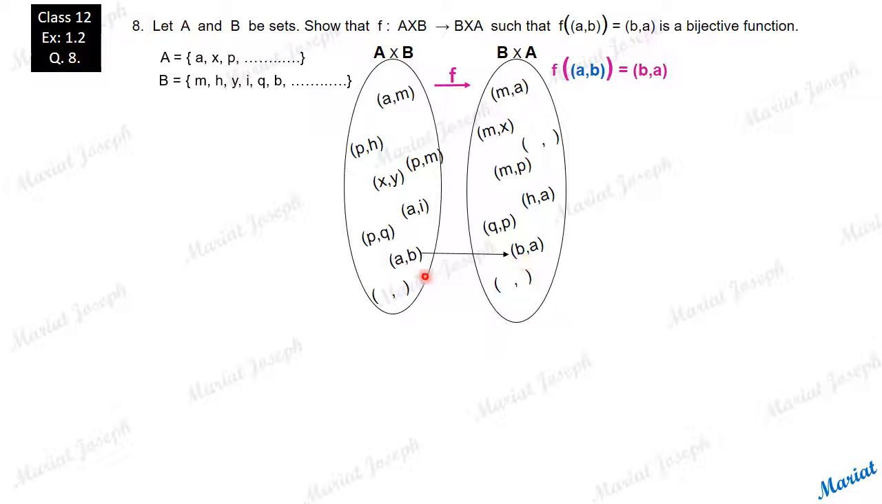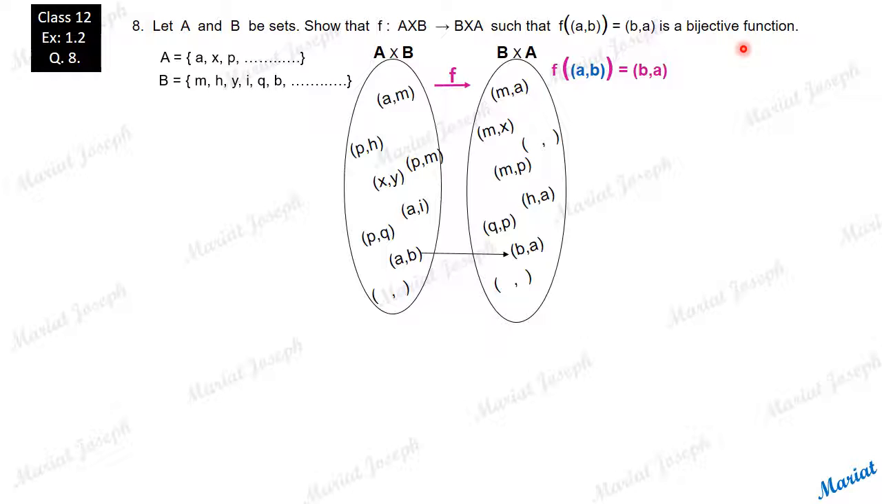That means the image of an ordered pair in the domain is just an ordered pair formed in the reverse way. So the image of (a, m), or f of (a, m), would be (m, a). f of (p, h) would be (h, p). It's not written here, but there must be (h, p) here because h is available in set B and p is available in set A. So (h, p) will surely be there in B cross A. Now, we need to check whether this rule, this function, is a bijective function.